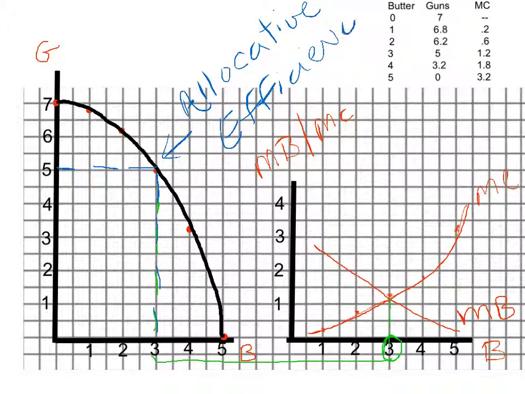The point of allocative efficiency is the point of utility maximization. Or said another way, the point of allocative efficiency is where the marginal benefits are equal to the marginal cost. So Crusoe would produce 3 units of butter and 5 guns. That would be the point of utility maximization. That would be the point of allocative efficiency.